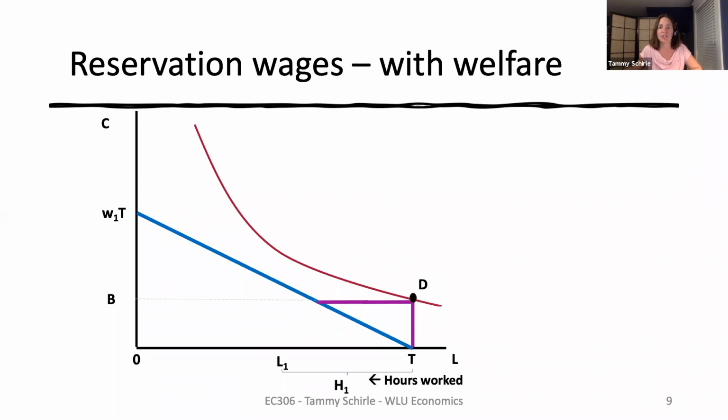Now, when we turn to our world with a welfare program, we need to find that wage that would make them just indifferent between not working at all, which is point D here, and working for even a second. You have to imagine raising wages from W1 until the reservation wage line reaches the same indifference curve that point D lies on. You can see that the reservation wage here, WR2, is much higher than it was before.